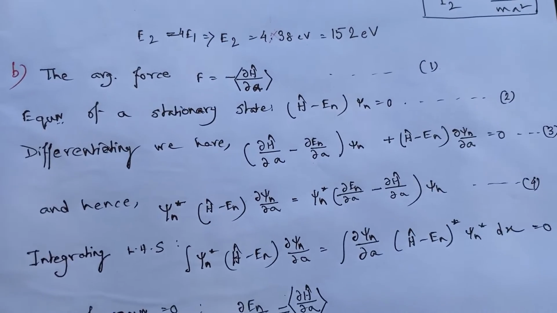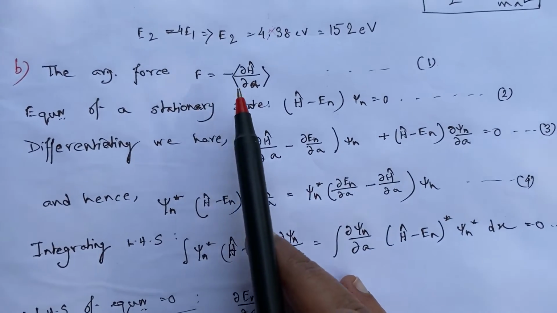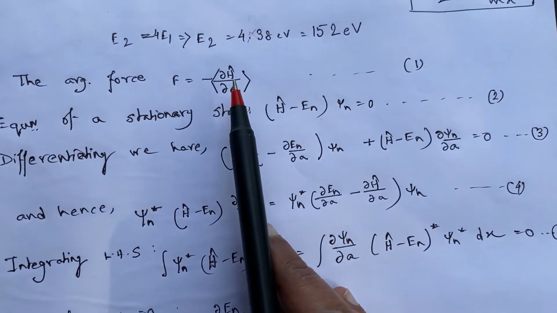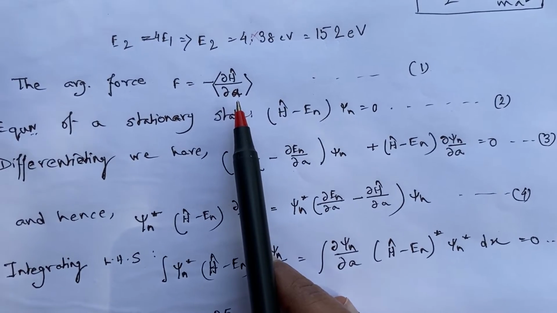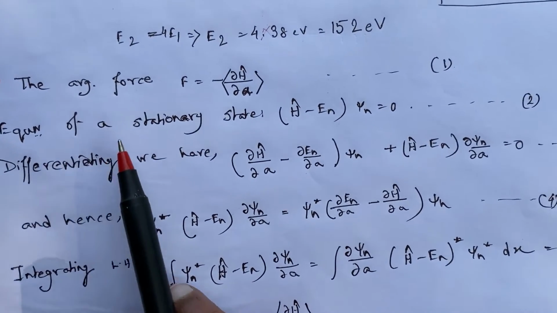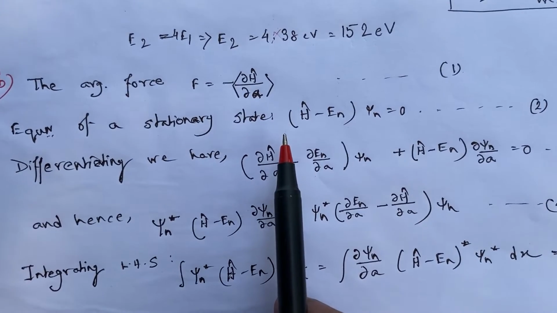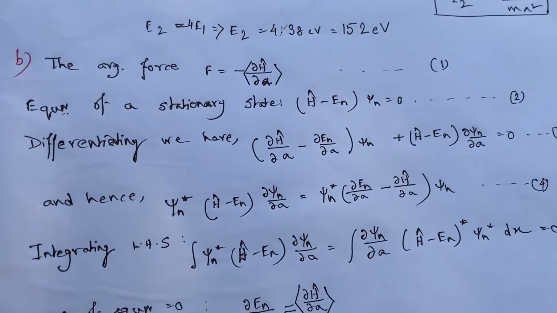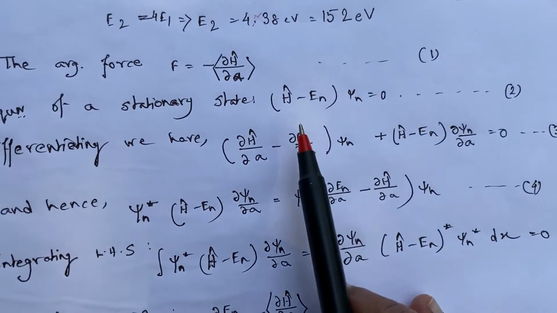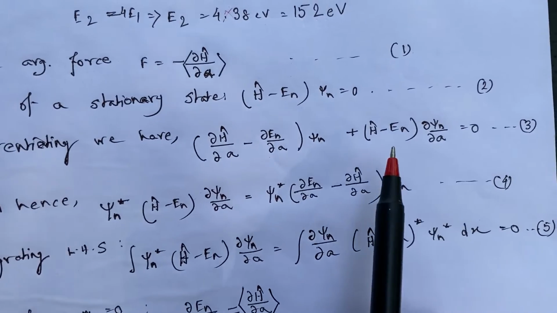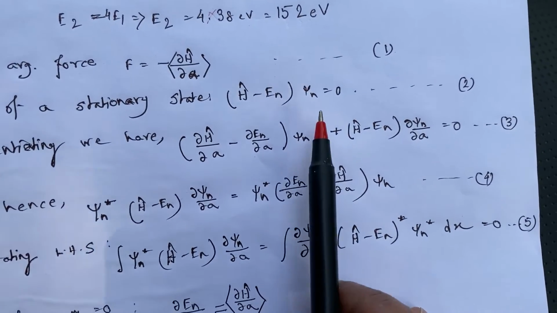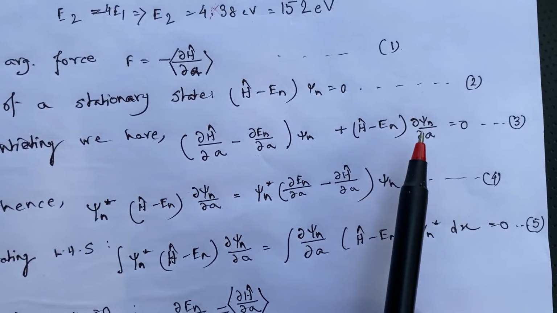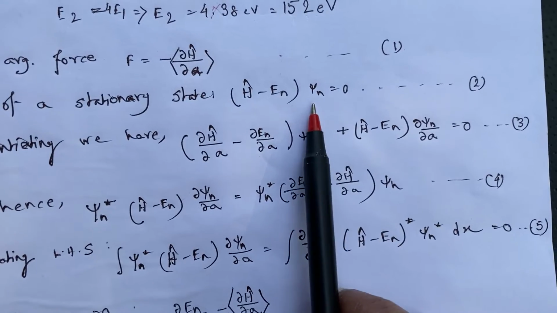Now we know that this is the expression for the average force, F equal to minus del A of the Hamiltonian H. This A is the dimension. And we have the equation of stationary states, this one. This is our familiar time independent Schrödinger equation. If we differentiate this equation, we will get this, because first we need to differentiate these terms, psi n constant, then we need to keep this energy term constant, and we need to differentiate the psi n wave function.